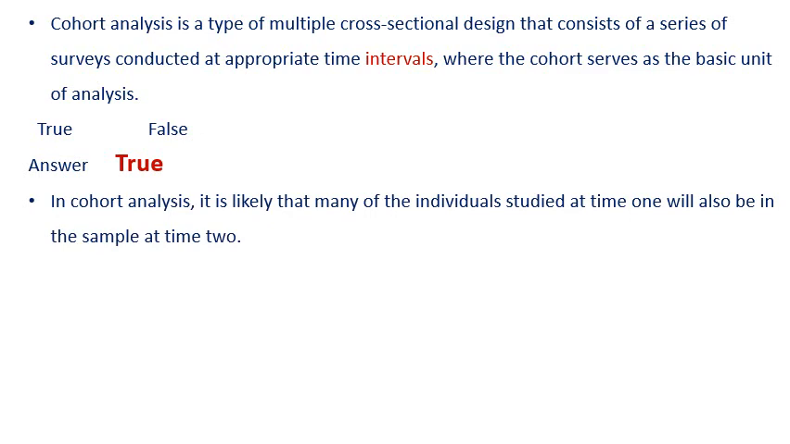In cohort analysis, it is likely that many of the individuals studied at time one will also be in the sample at time two. True or false? Definitely false. Why? Because, as we mentioned before, in cohort analysis, the respondents in cohort 1 don't have to be the same as in cohort 2. They may be totally different respondents.